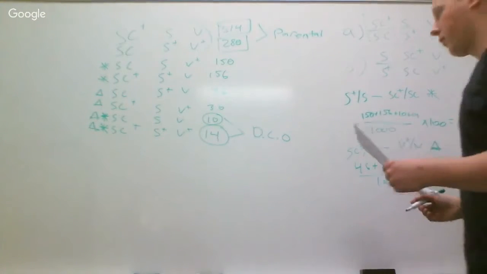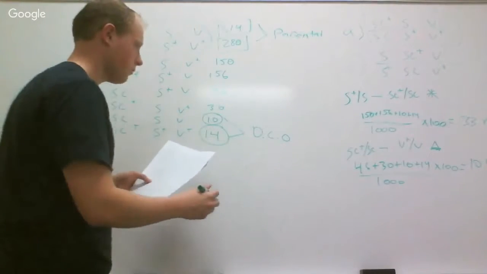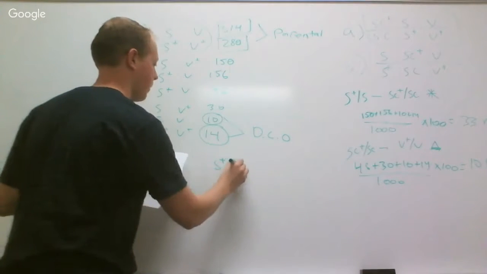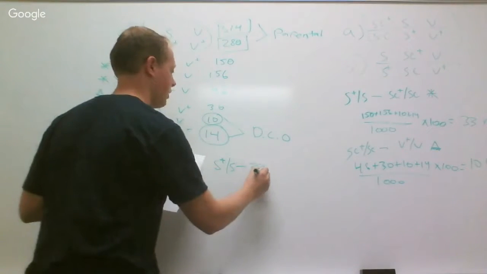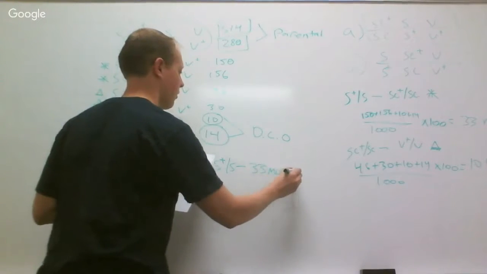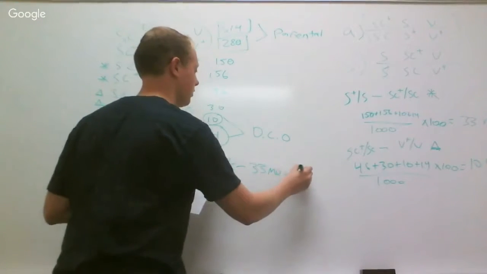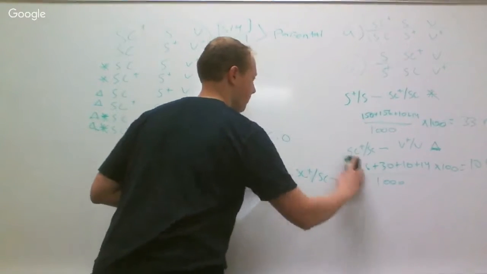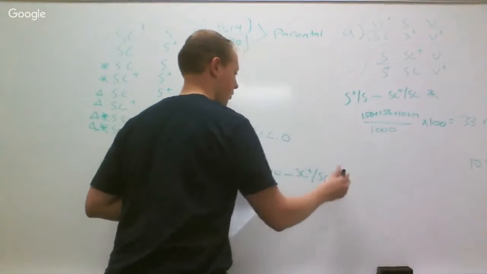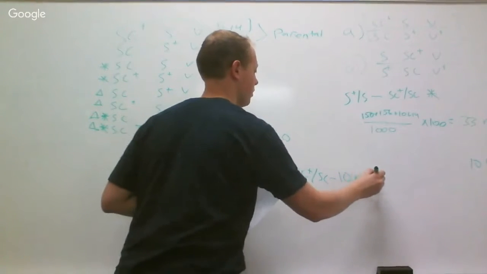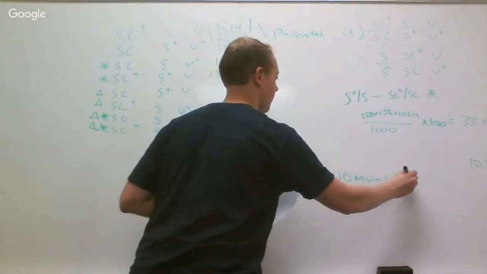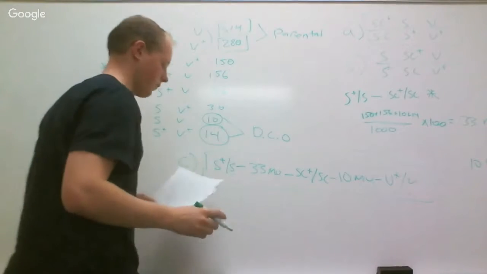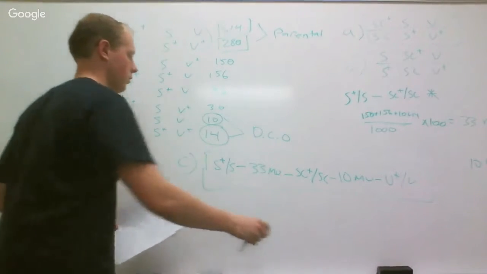So to write our map, we'll do it right here in the middle. We'll start with the first gene, S, and that'll be 33 MUs away from our second gene. Which will be 10 MUs away from the final gene. And that's part C. Part D.